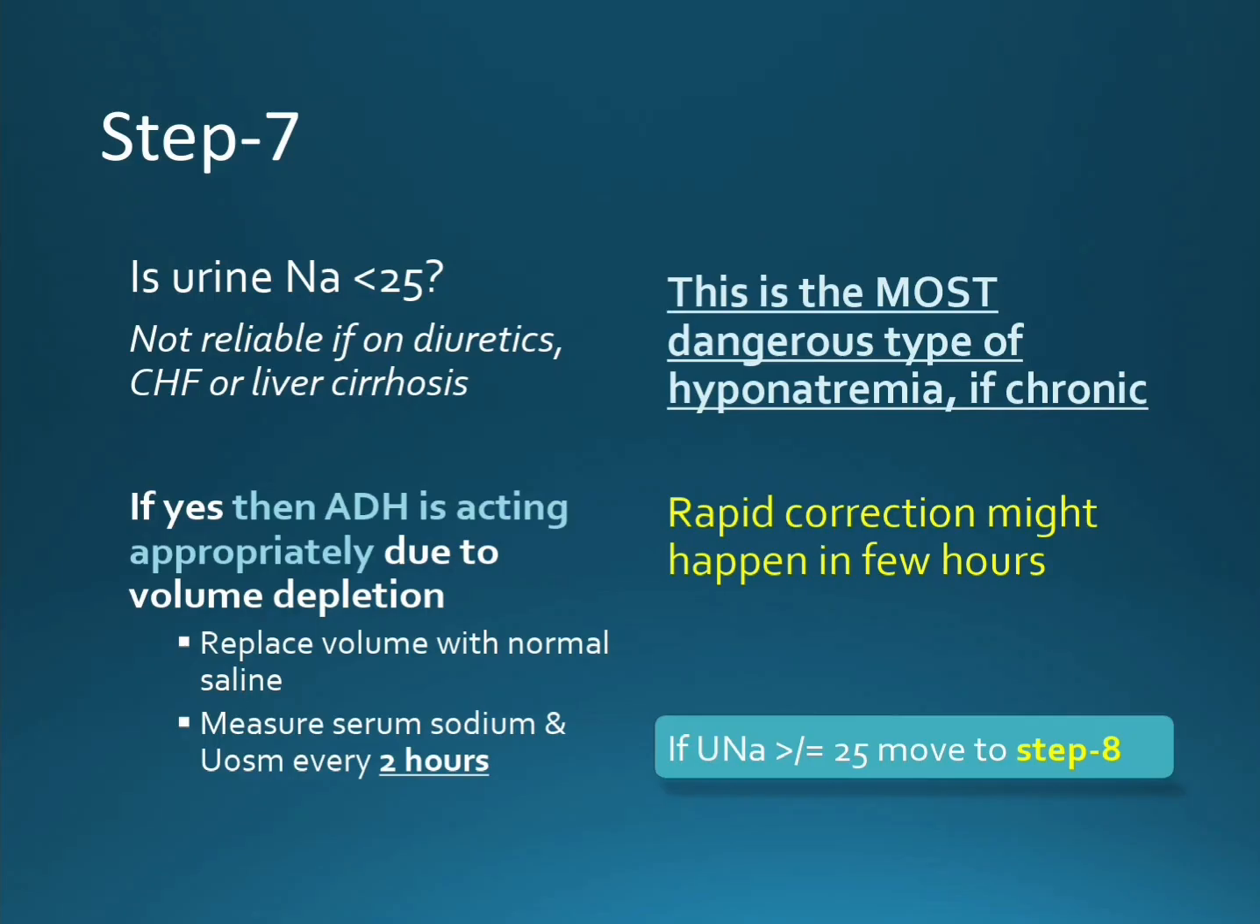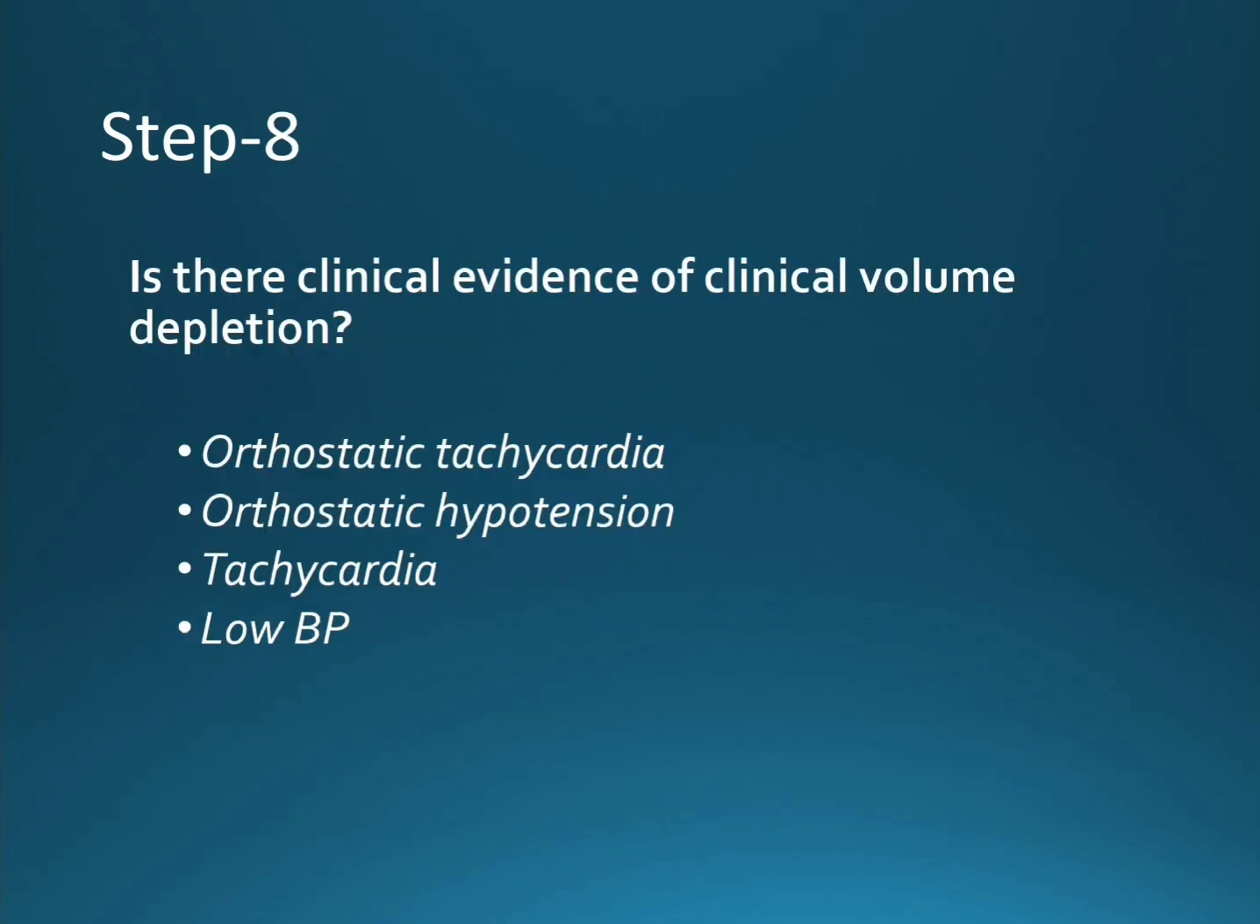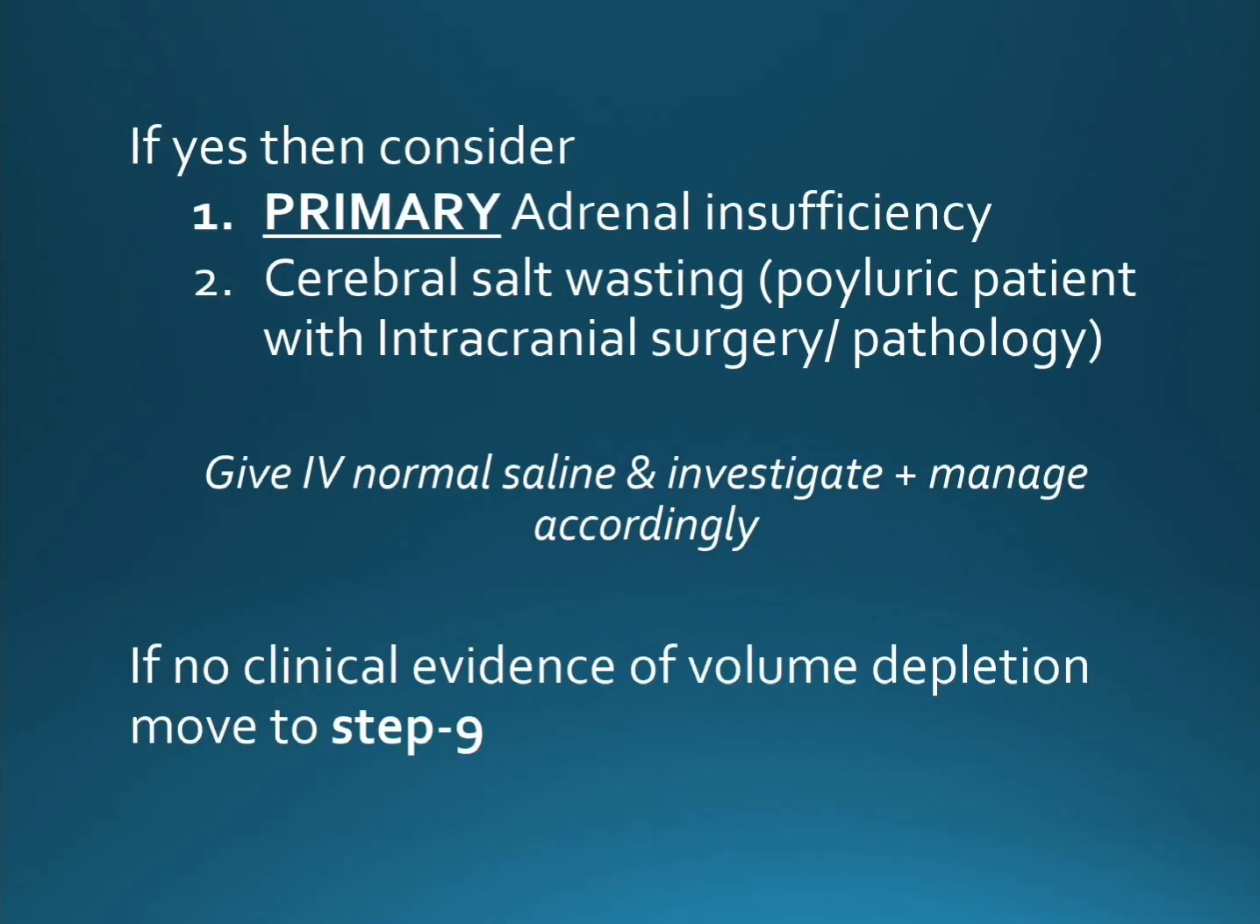Now, what would you do if urine sodium is more or equal to 25? You'll move to step 8. So step 8, is there clinical evidence of volume depletion? As I mentioned, orthostatic tachycardia, orthostatic hypotension, low blood pressure. If yes, then you have to consider primary adrenal insufficiency.